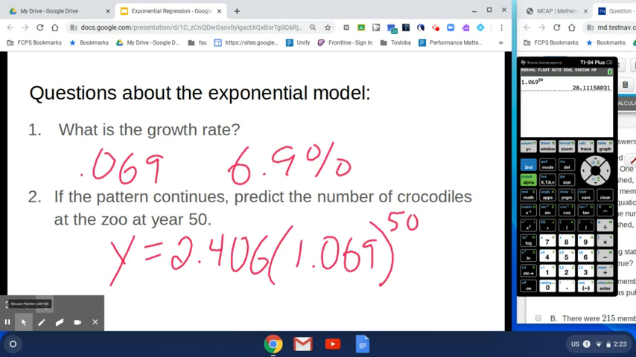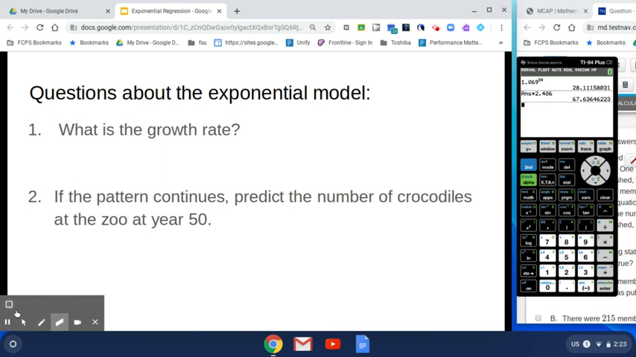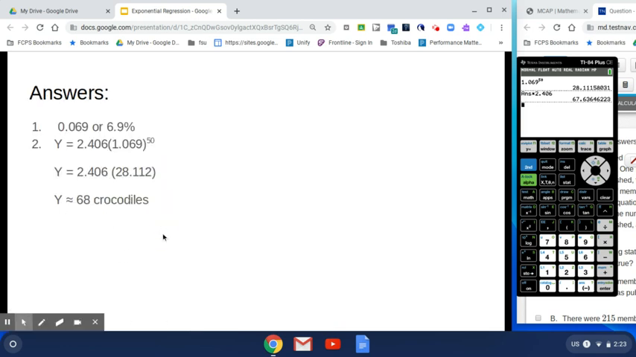Remember, we should do exponents first according to order of operations. And then I'm going to multiply that by the 2.406. So we get 67.6. Now, if I think about that, that's the number of crocodiles. So I can't really have 0.6 of a crocodile. So I'm going to round that up to 68 crocodiles. Okay, and taking a look, the next slide does have those answers on there. Again, if you need to look back, you'll have that math.